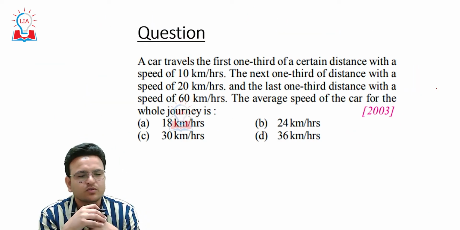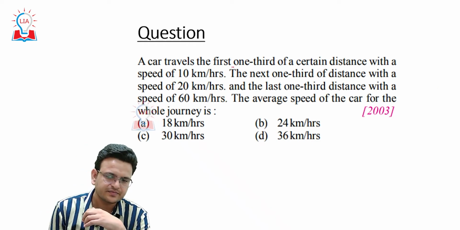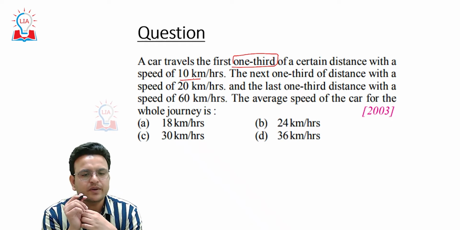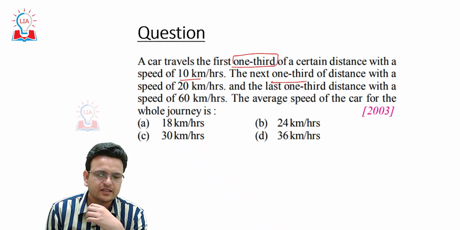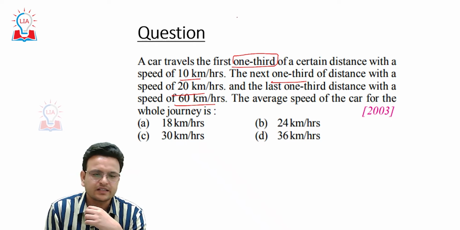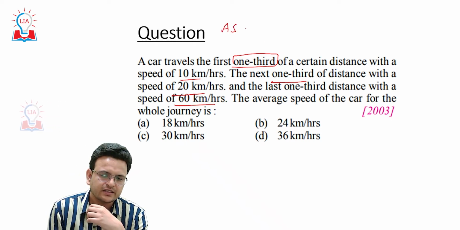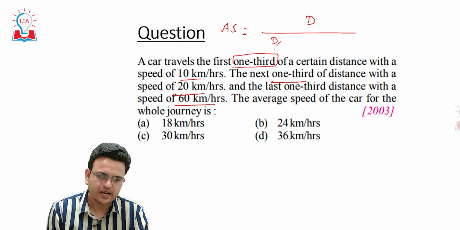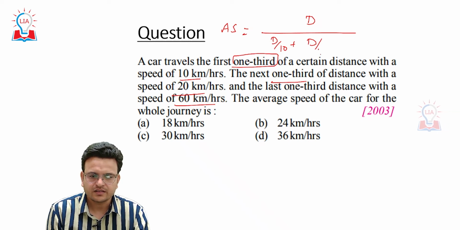Now come to one more question. A car travels the first 1/3 of the distance at 10 km per hour, the next 1/3 at 20 km per hour, and the last 1/3 at 60 km per hour. Then what is the average speed? It will be total distance over total time. So try to solve this equation, you will get an answer.